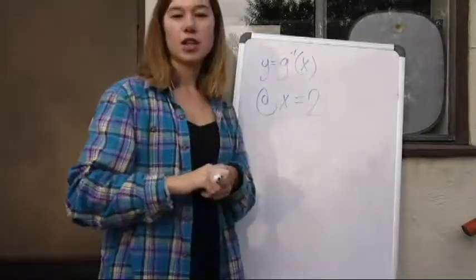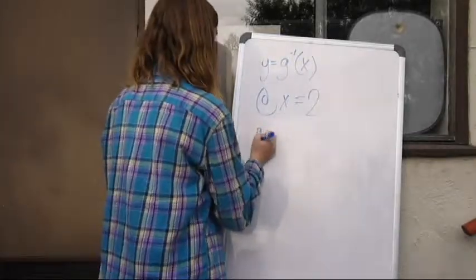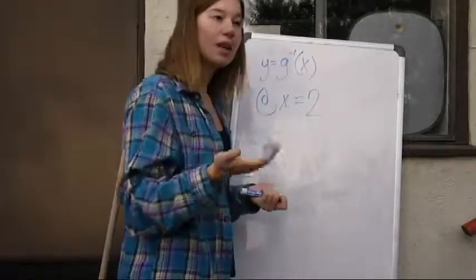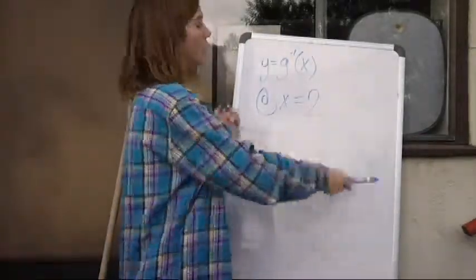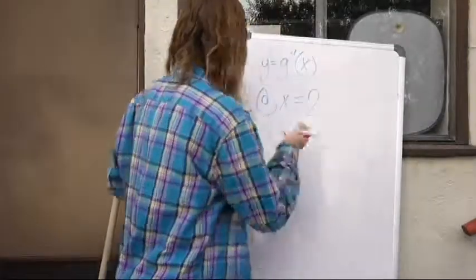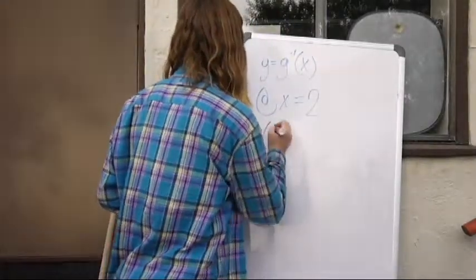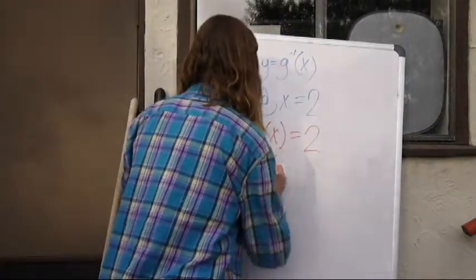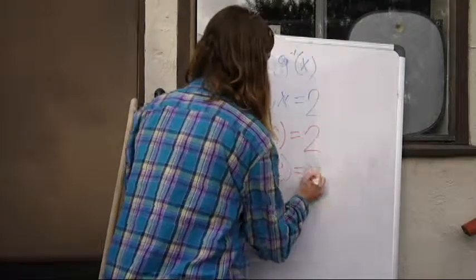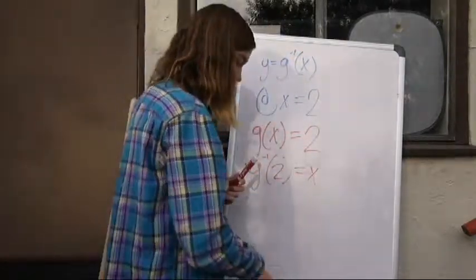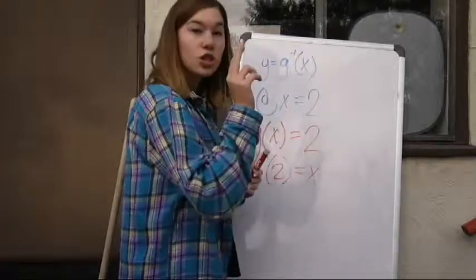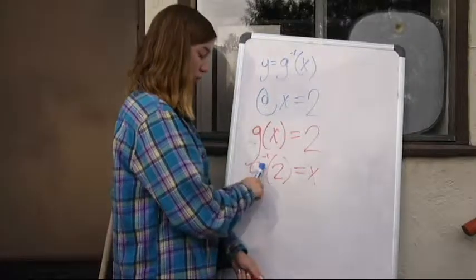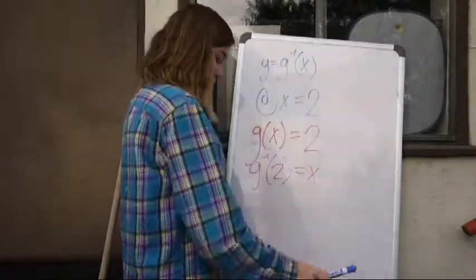But what we want to find is what y value is going to be 2, because then in the inverse it's going to be the x value. So g of x equals 2, g inverse of 2 equals x. So I'm just going to look down the g of x column, and there it is. First one, g of 1 is equal to 2. So that means that g inverse of 2 is equal to 1.